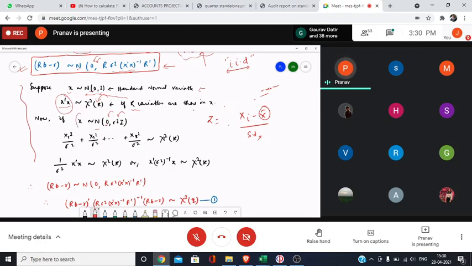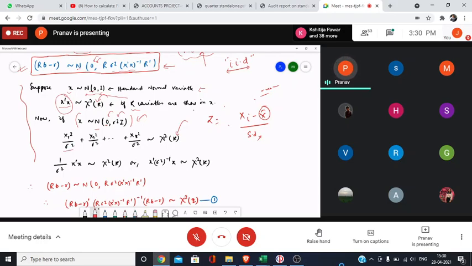So in order to convert this x, which is now no longer a standard normal variable, I have to divide each of these raw observations by its standard deviation. And then if you square them and sum them up, it will again be a chi-square distributed random variable with degrees of freedom given by k. So it will be x1 square upon sigma square plus x2 square upon sigma square, and so on till xk square upon sigma square.